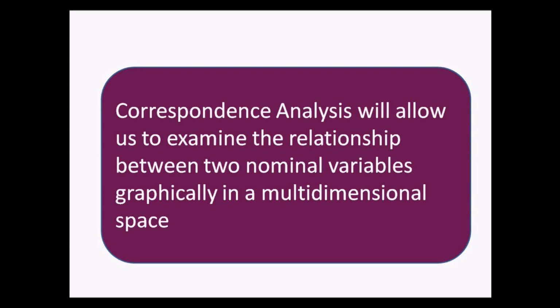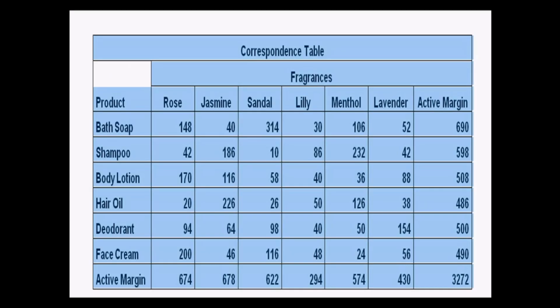To do this correspondence analysis, I am using an example in which I have two nominal variables. One is product, the other is fragrances. The product variable is given in this table as rows, and fragrances are given as columns. The researcher wants to know the relationship between product and fragrance.